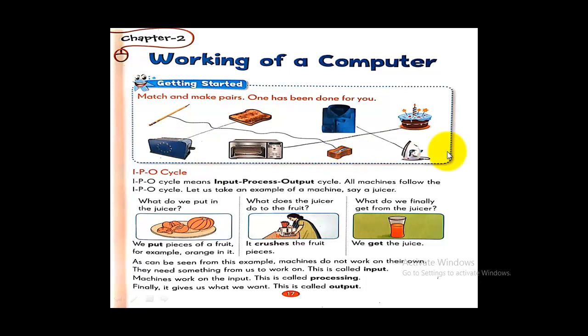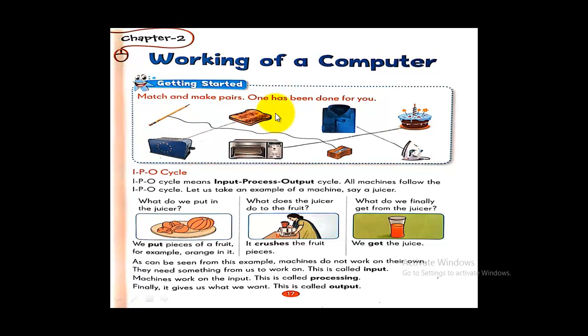Here some tools and machines are given, and what each machine or tool does is also given here. You have to match each of the following. Now this is a bread toaster, this is the cake making machine, this is the pencil cutter, and this is the electric iron. So what does each do?